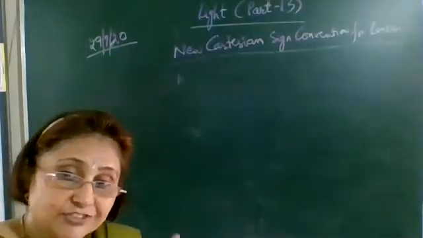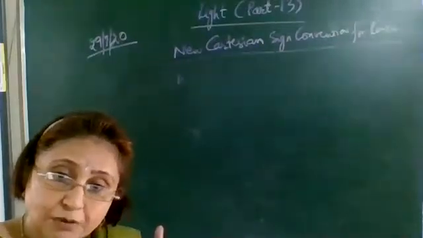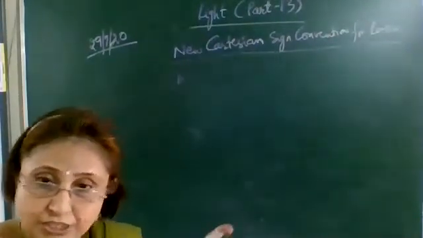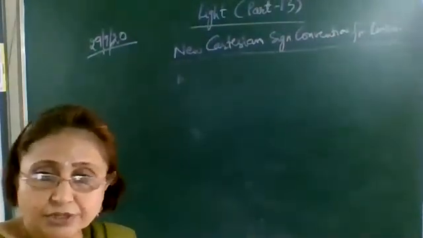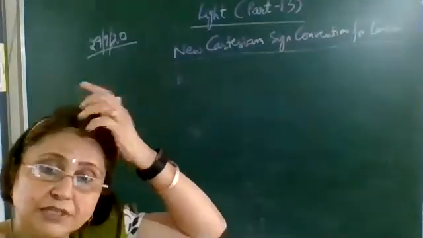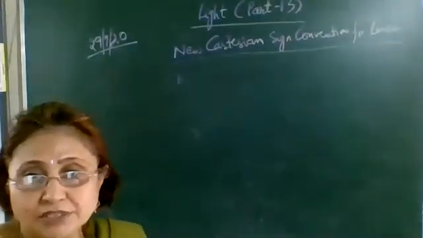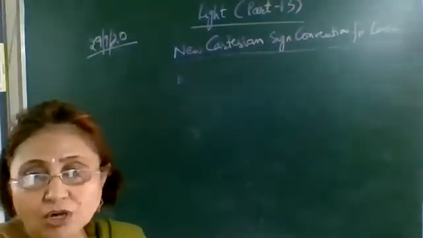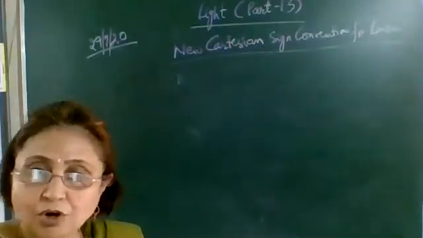Whereas in case of spherical mirrors, all distances are measured from the pole of the mirror. There, the pole is the origin. Here, optical center is the origin. And what is optical center? It is the central point of the lens. So the first point is, all distances are measured from optical center.